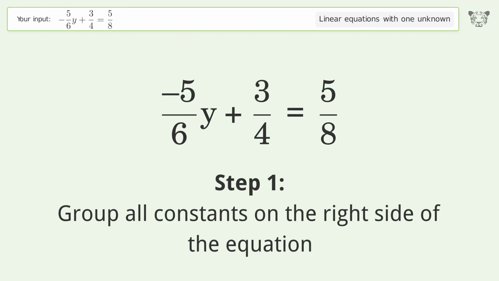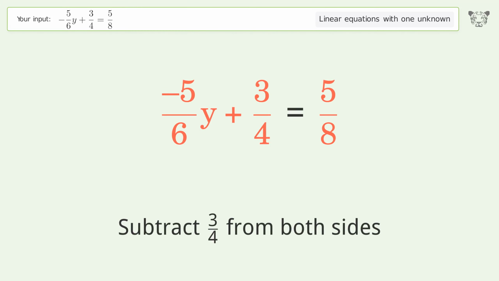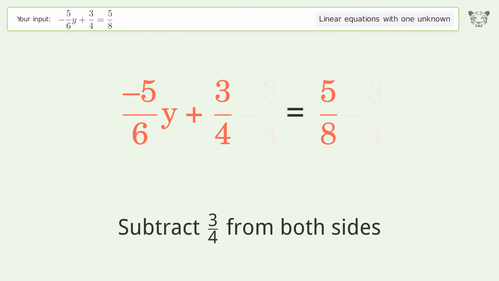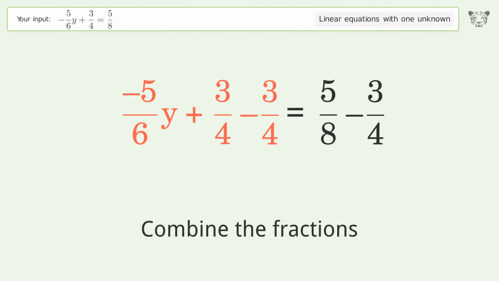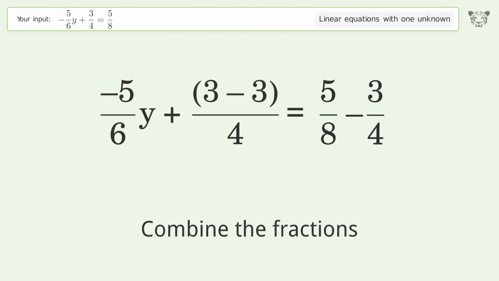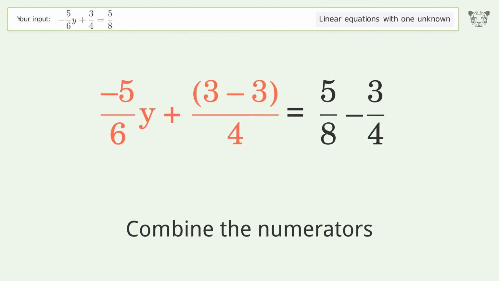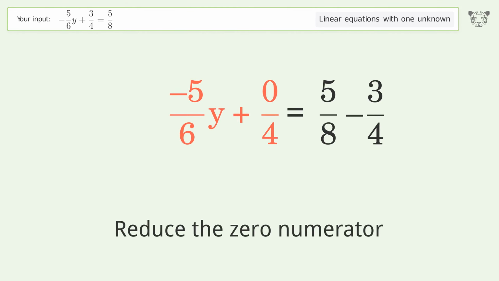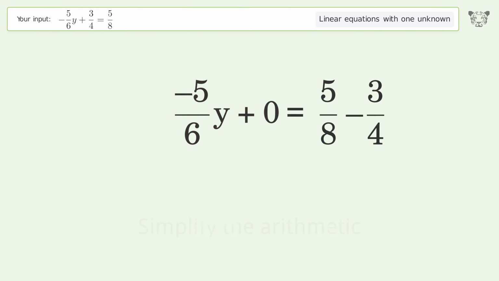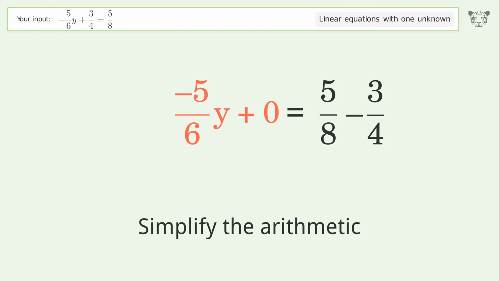Group all constants on the right side of the equation. Subtract 3/4 from both sides. Combine the fractions. Combine the numerators. Reduce the zero numerator. Simplify the arithmetic.